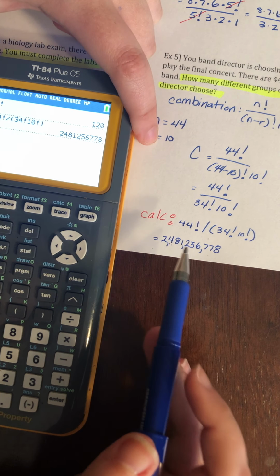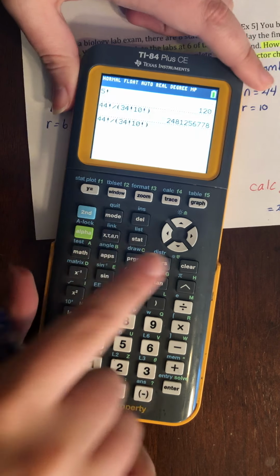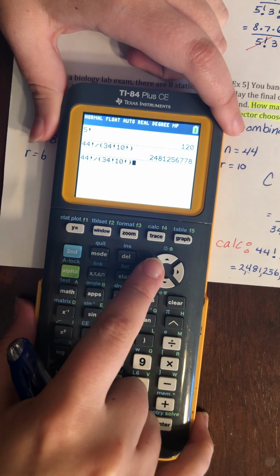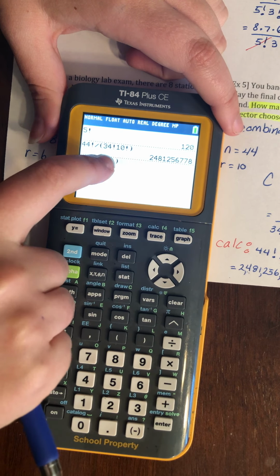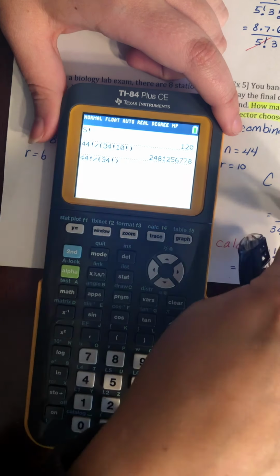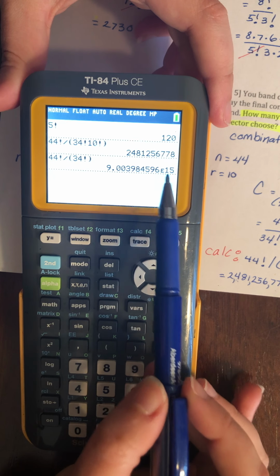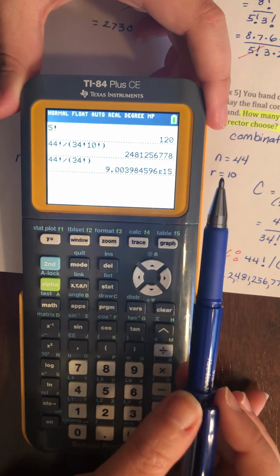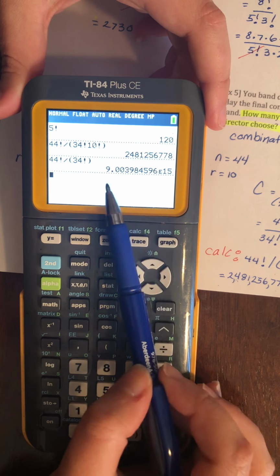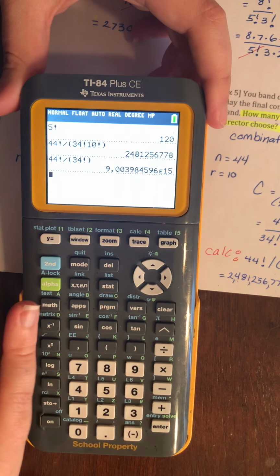Imagine if it did matter and you were player 1, player 2, player 3. That's actually the only difference, you're not dividing by the extra r factorial. That's so big a number, the calculator can't even show it. If you see that little e, it means times 10 to the 15th. So these numbers are going to get really big. That's why we want to make sure we're using our calculators. If you get an e like that, it means it's too big.